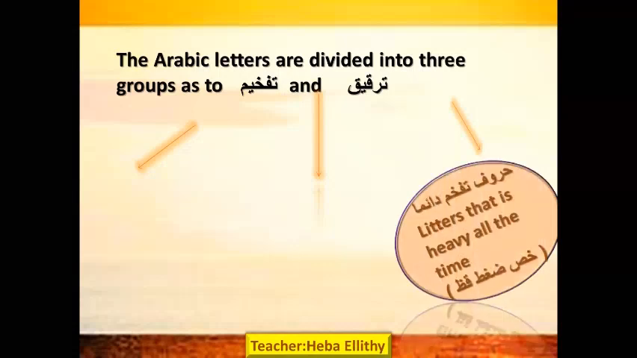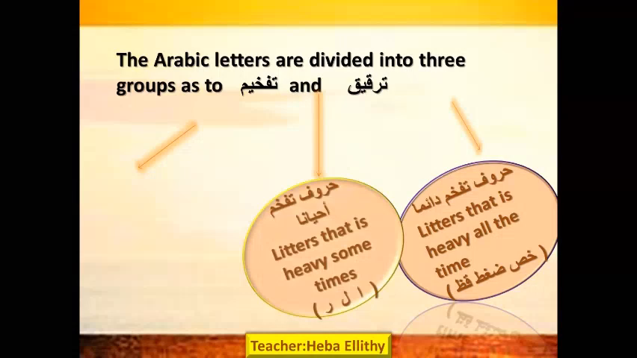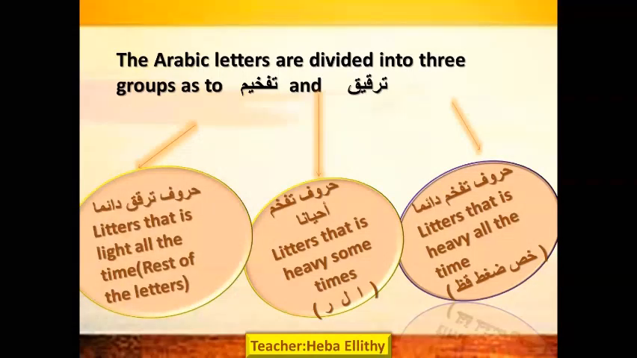First group is letters that are heavy all the time, and scholars put them in the group khussa dhaghtin qiz. Letters that are sometimes heavy and sometimes light, which are 3 letters only, alif and lam and ra. Letters that are light all the time, and this is the rest of the letters after I take away the group of tafkheem all the time and the group of letters that are sometimes heavy or sometimes light. Then the rest of the letters will be light all the time.